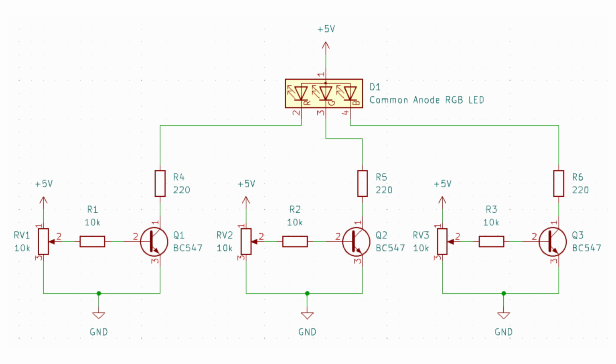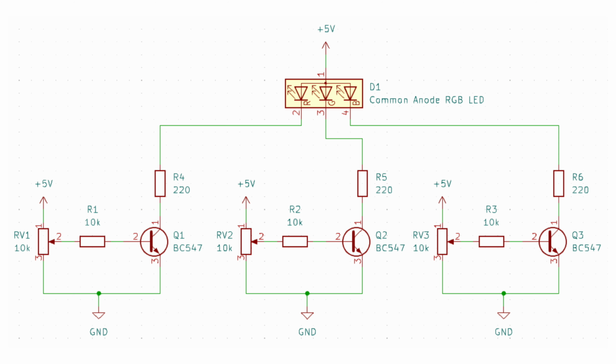The common anode of the RGB LED D1 is connected to +5 volt and each cathode representing red, green and blue is connected to ground through a 220 ohm current limiting resistor R4, R5, R6 and an NPN transistor Q1, Q2, Q3. Each transistor is controlled by a variable resistor RB1, RB2, RB3 in series with a 10 kilo ohm base resistor R1, R2, R3.